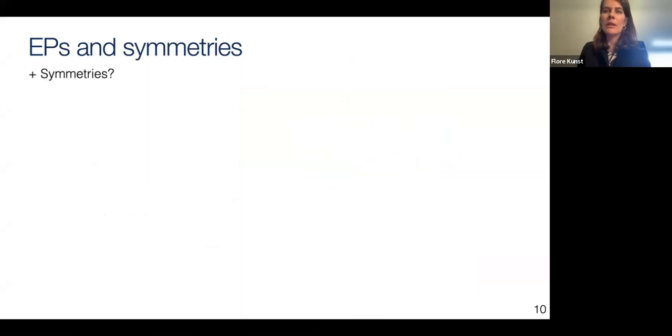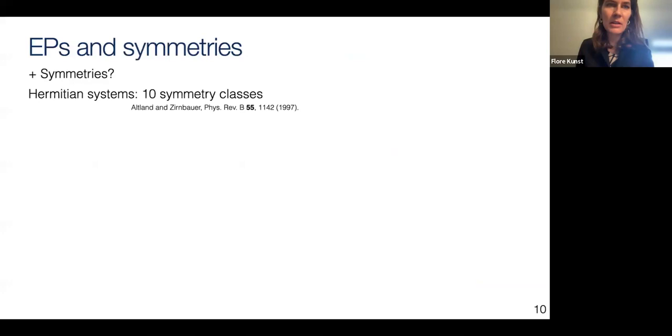Right. So now the question that we're wondering about, what happens if you add symmetries into the game? We know that symmetries can stabilize Hermitian degeneracies. How does it work for non-Hermitian degeneracies?